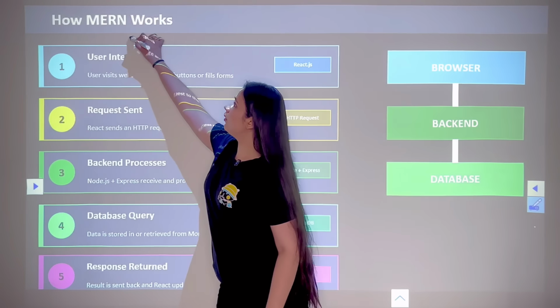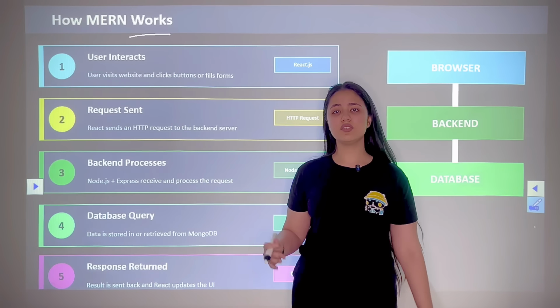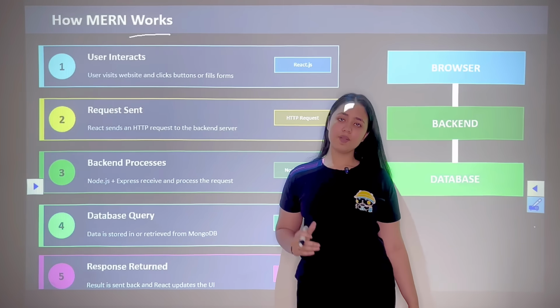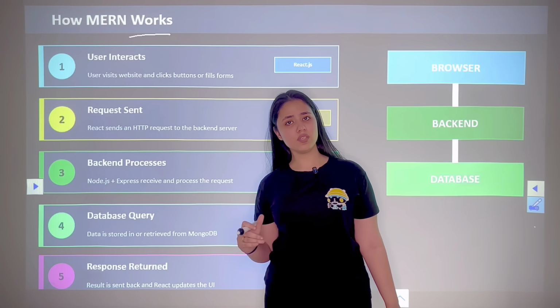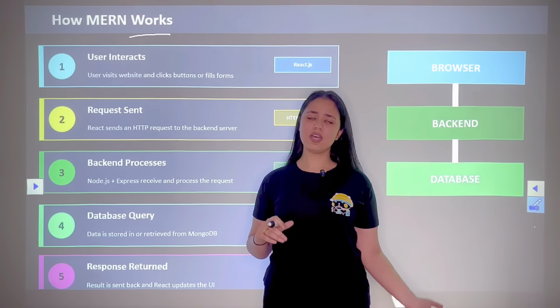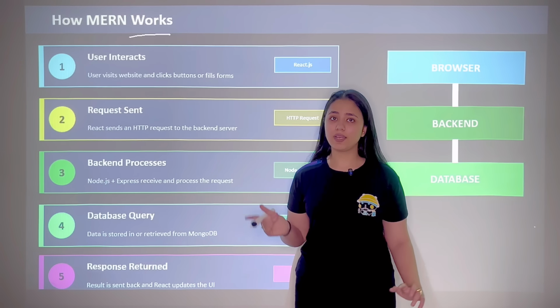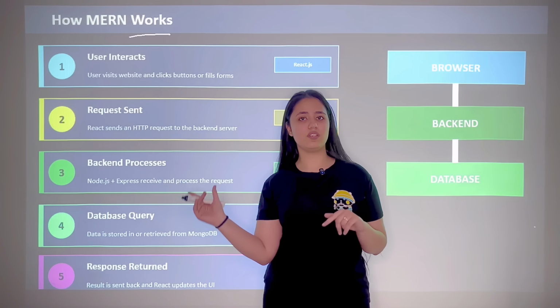Basically, how MERN works. MERN uses React for the front end, where the users interact with the app, and Node.js plus Express.js are used to handle requests and backend logic. Then MongoDB stores data, and the backend sends responses back to React.